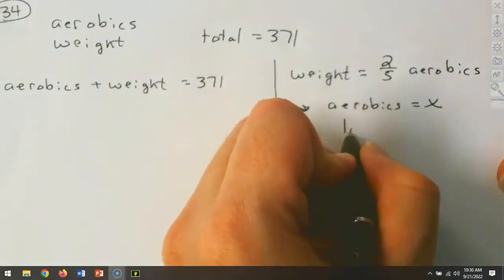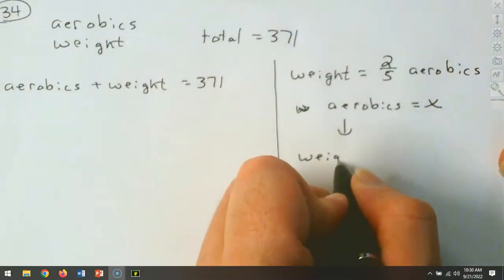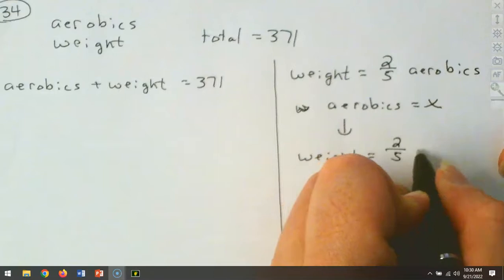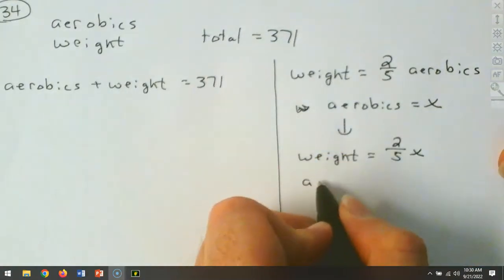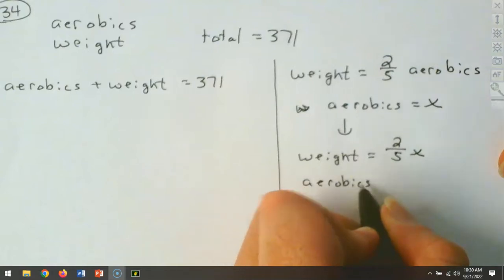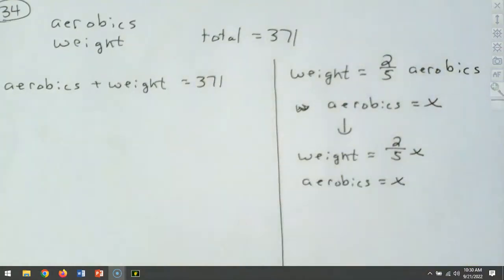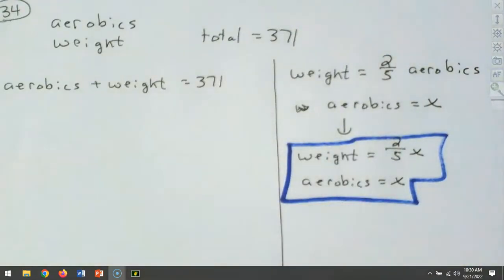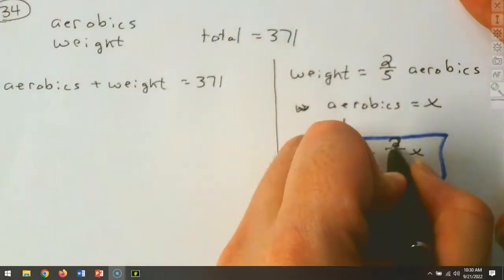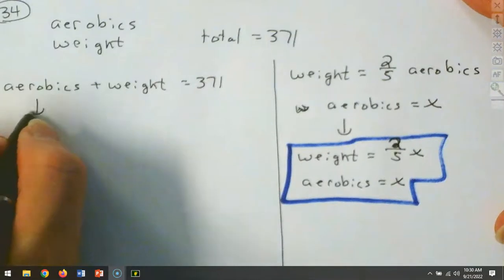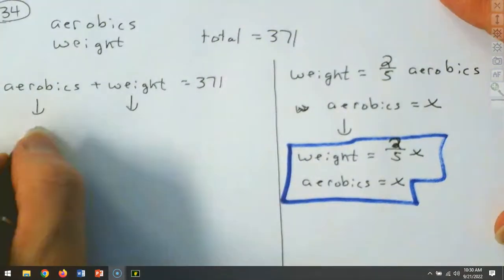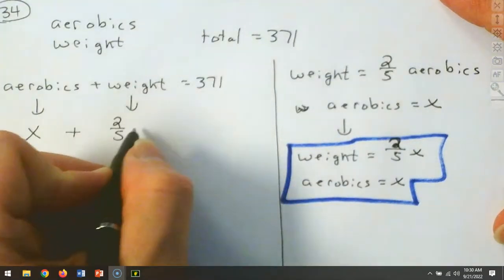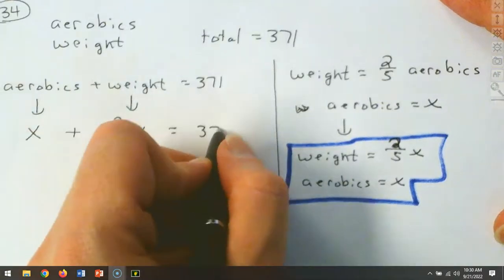Now, when I rewrite this with our variable x, what's my weight going to be? Weight training. That's going to be 2/5 x, isn't it? And the aerobics is unknown, so that's your x. Let's box those so we don't lose them. I always like to do that so I don't lose things. It's easy to lose track of what you're working on, so that's why I like to box things. Now we fill it in. Aerobics is unknown, that's the x. Weight training is 2/5 x, and that equals your 371.